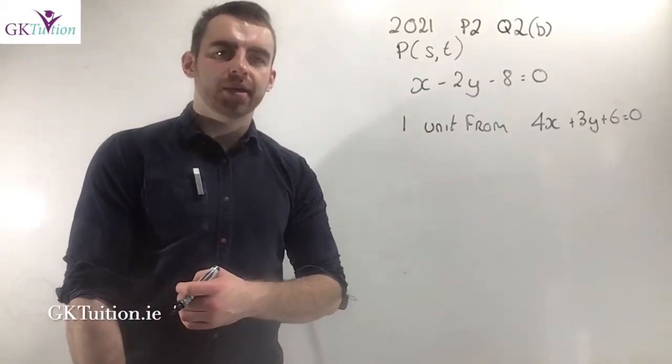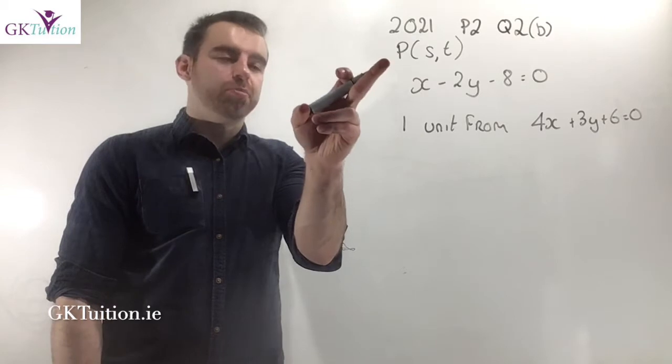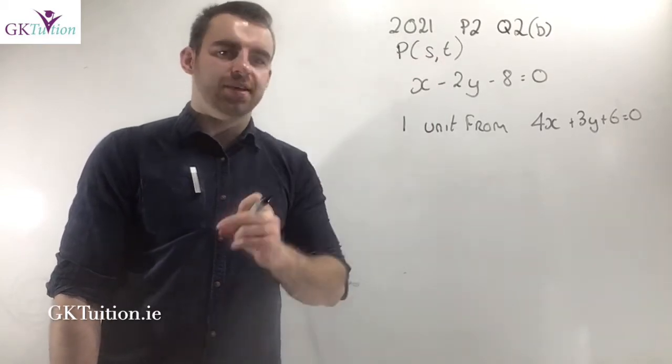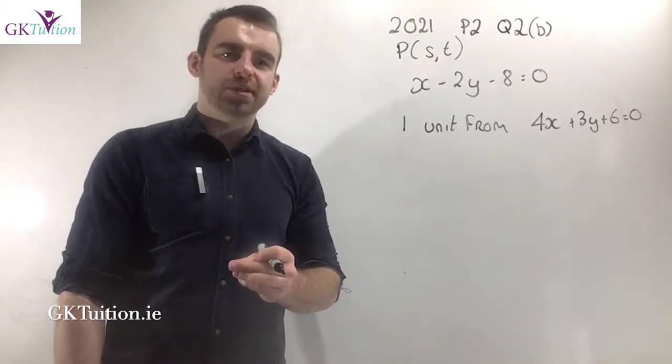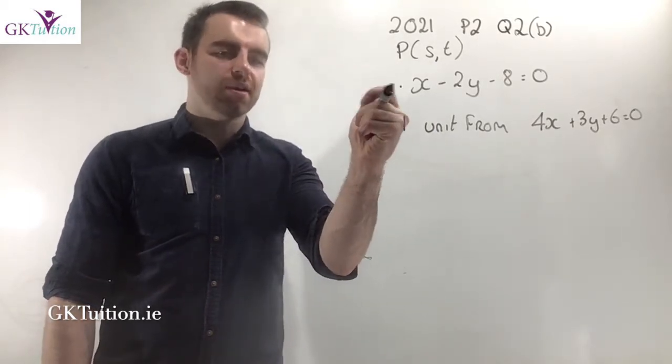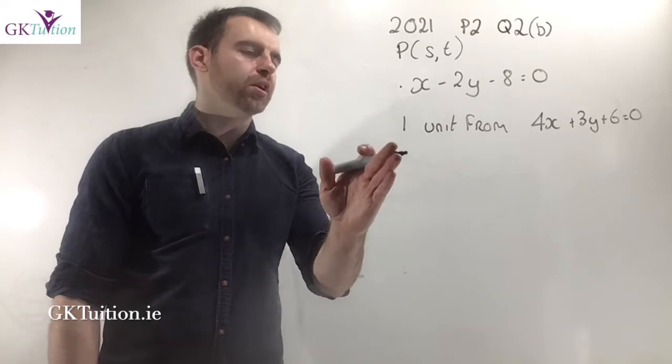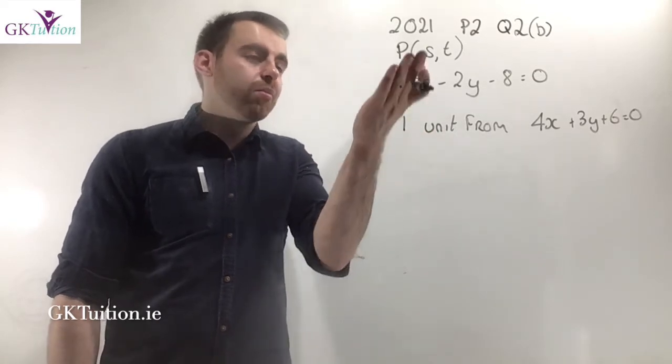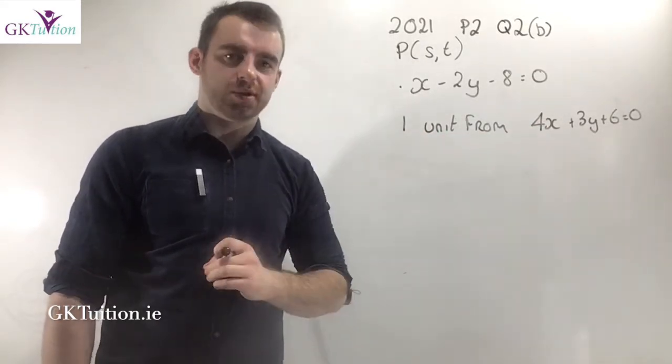Okay, in part B here, we're given the point P, which has coordinates s and t. And then we're given two pieces of information about the point P. We're told that the point P lies on this line, and that the perpendicular distance from the point to this line is 1 unit.